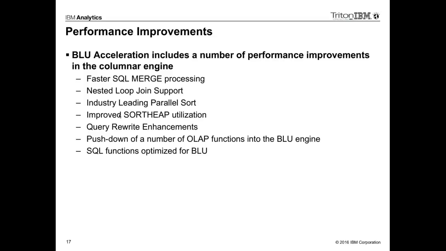A bunch of query rewrite stuff. Push down of OLAP, very important, because that's why people use BLU, right? They're doing analytics, they're pushing down sums and calculations and moving averages, and that stuff needs to sit in the Columnar engine, and not all of it was run in Columnar format, and so that comes down to SQL functions being optimized to work in BLU.